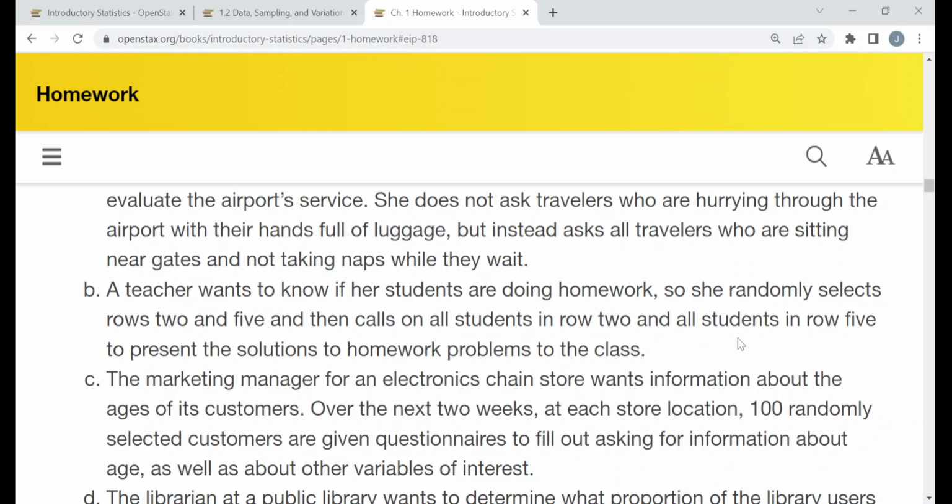The teacher breaks up her classroom into rows, right? Each row is a cluster. And then she just selects row 2 and row 5 and takes all of row 2, all of row 5, and leaves the other rows alone. That was cluster sampling.